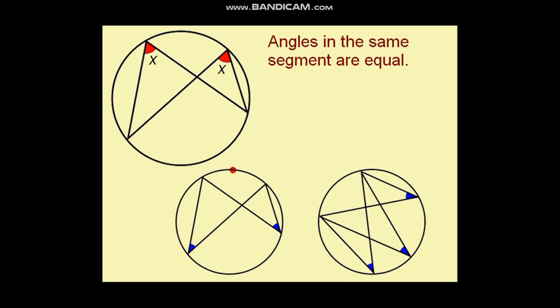Using the same diagram, we can turn it upside down and draw the chord here and get 2 different angles that are still the same as each other. Or you might even have a situation where you've got 3 angles coming off the same chord. They're still going to be the same as each other.